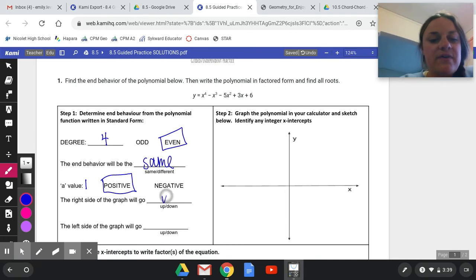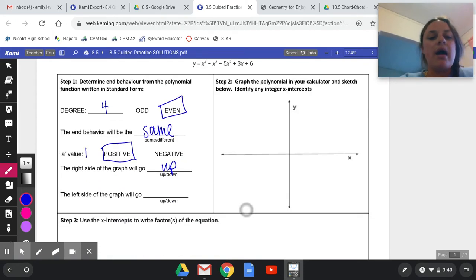which tells me that the right side of my graph is going to be going up, okay? That leading coefficient always tells me what's happening on the right side of my graph. On the right side of my graph, it's going up. Then, since both ends of my polynomial are going to be ending in the same direction, the left side will also be going up, okay? That's step 1, just identifying all that different information from my polynomial written in standard form, which is given to me.